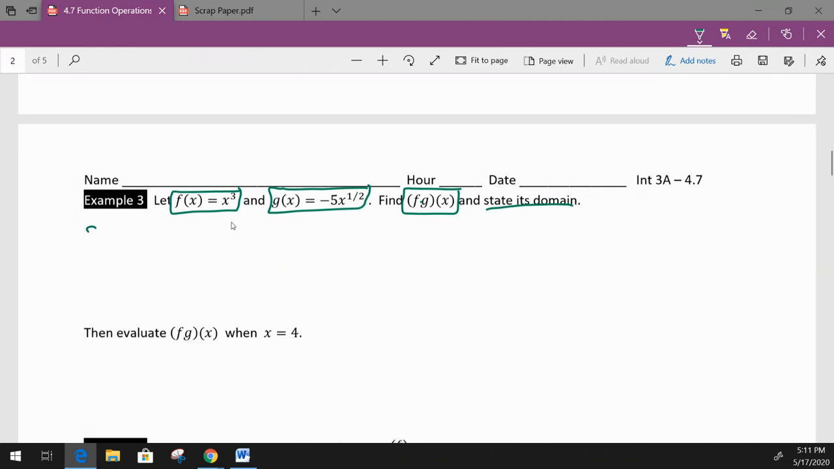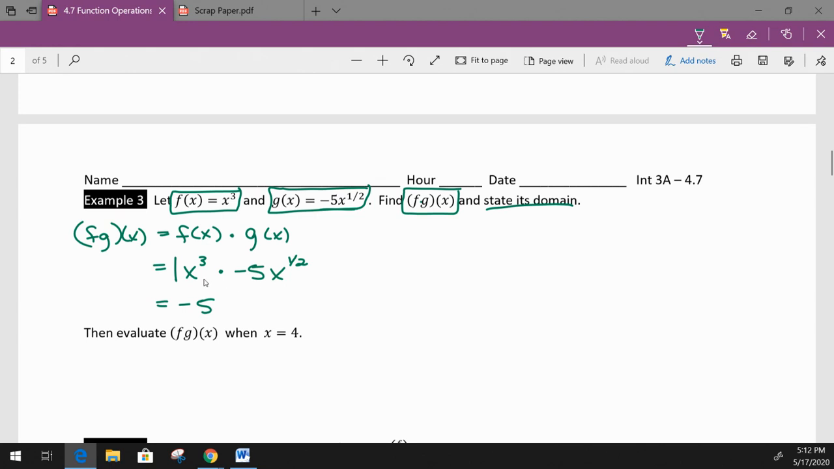Again, fg of x means take the f of x function times the g of x function. This is going to bring back some of our rules that we've learned in the past. So x to the third power is your f of x function, and you're multiplying that by the g of x function, which is -5 x to the 1/2 power. When you are multiplying terms together, you multiply their coefficients. Since the x to the third did not have a coefficient, technically it's 1. When I multiply my coefficients together, 1 times -5 would be -5.